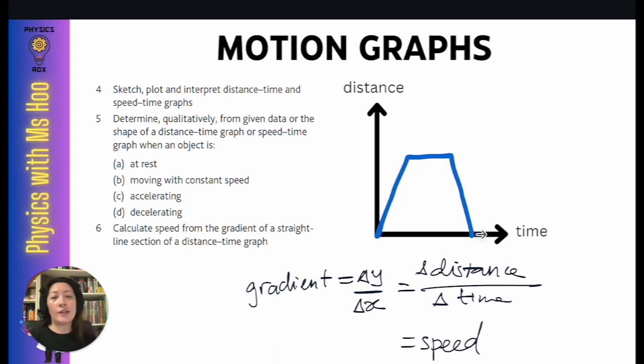So the good news is you only need to be able to calculate speed from a straight line graph. You don't have to worry about curve graphs and all that, not for IGCSE.